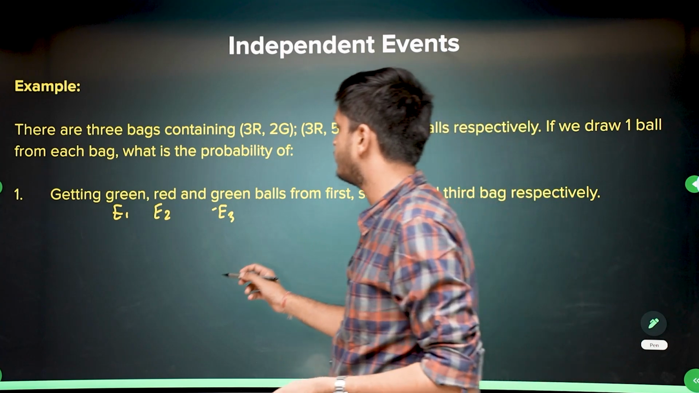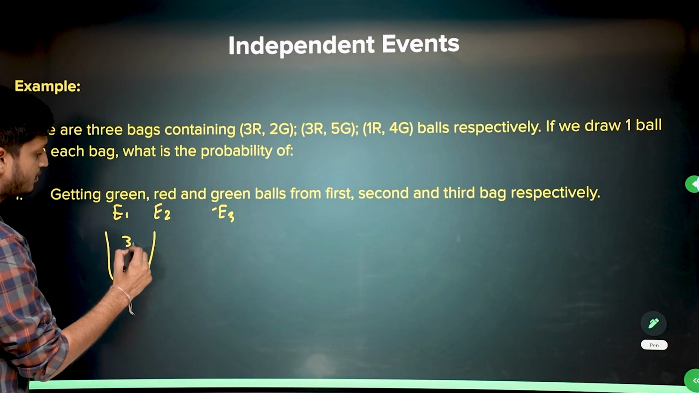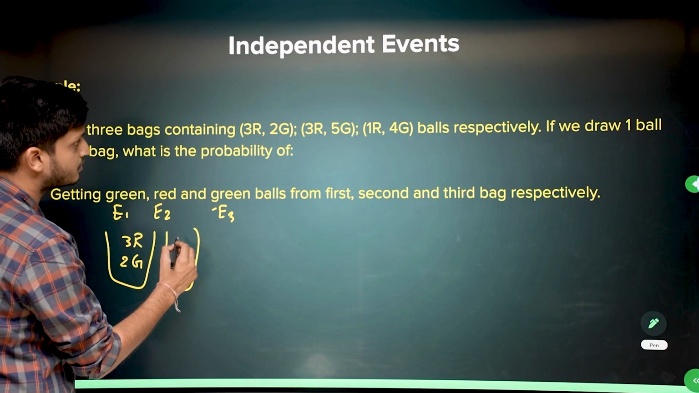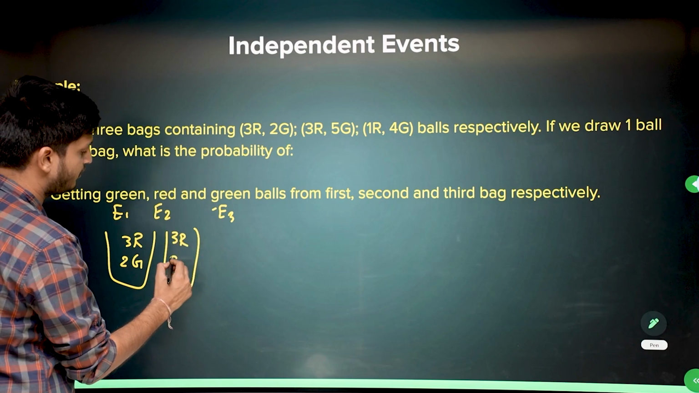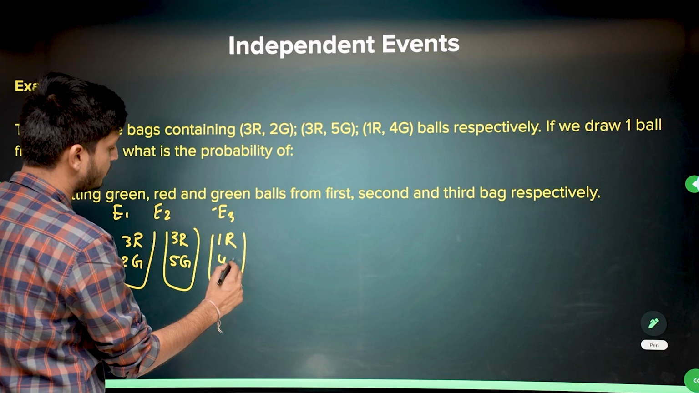So what is the configuration given? The first bag contains 3 red, 2 green balls. Second bag contains 3 red, 5 green balls. And the third bag contains 1 red and 4 green balls.